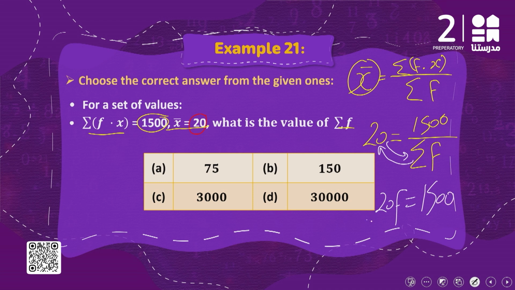To find the value, you need to divide by 20 for both of them. So you just take this value divided by 20. As I said, you can just switch them, or you can use this way. Both of them, you will reach that 1500 will be divided by 20. You can use your calculator for sure. This is 75, the sum of f.